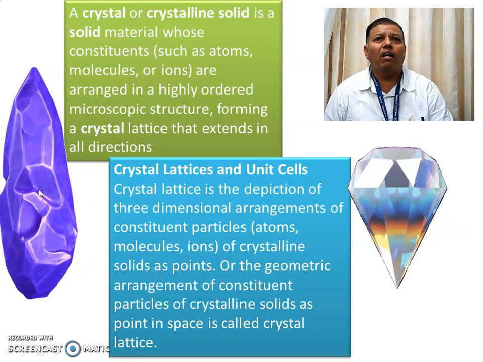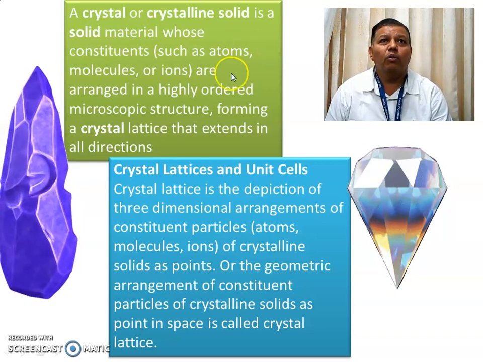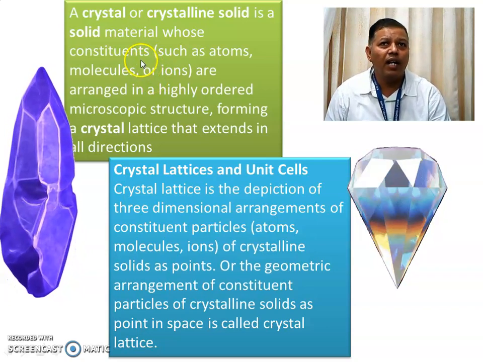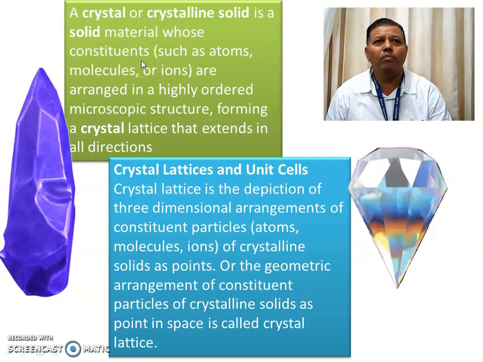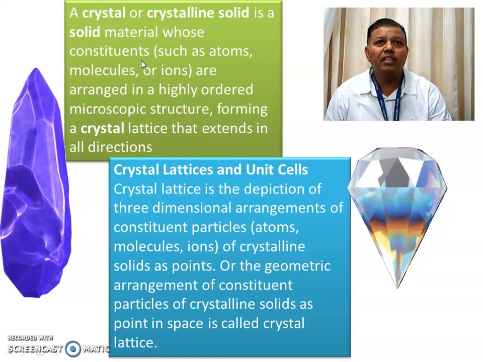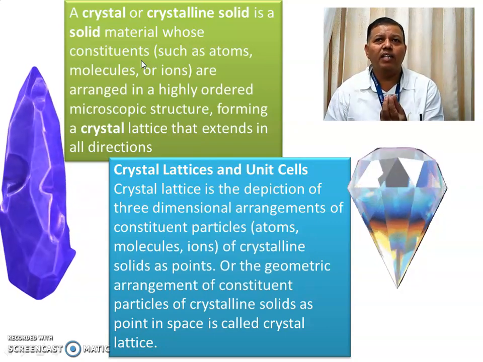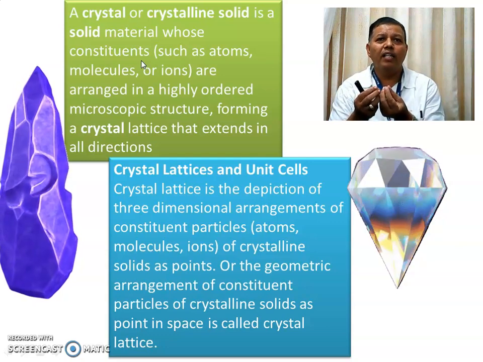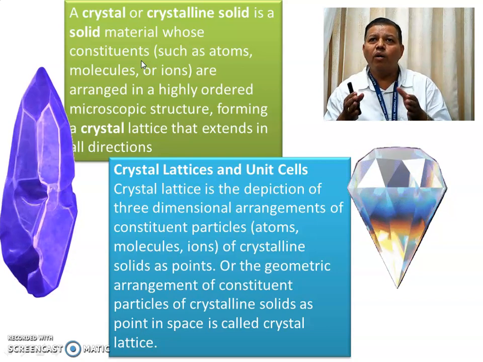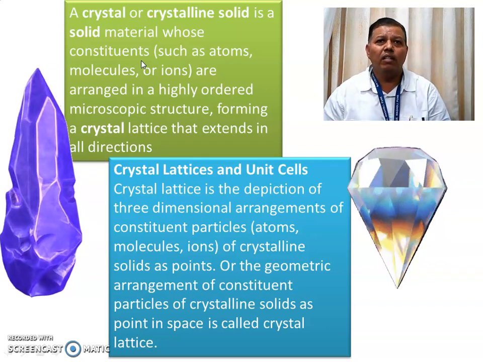A crystal or crystalline solid is a solid material whose constituents such as atoms, molecules or ions are arranged in a highly ordered microscopic structure forming a crystal lattice that extends in all directions. That means when crystals are formed, the first atom joins another atom, and then a third atom is connected with the lattice and it forms the perfect geometry. When this extends in all directions, we say that it is a crystal.